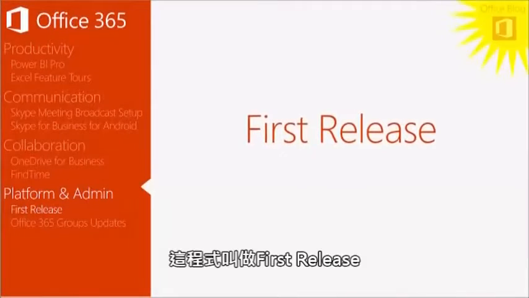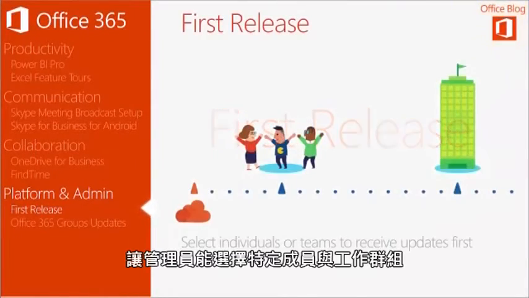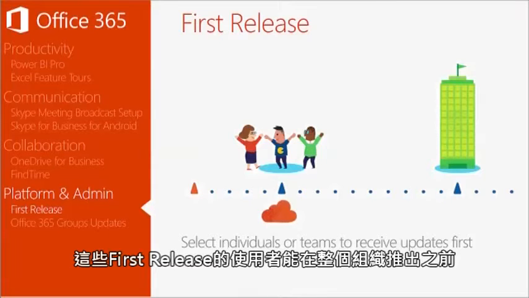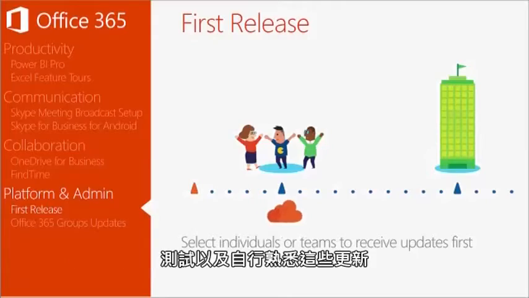The program called First Release allows admins to select people and workgroups to receive Office 365 updates earlier than others in the organization. These First Release users can then test and familiarize themselves with the updates before they are rolled out to the entire organization.